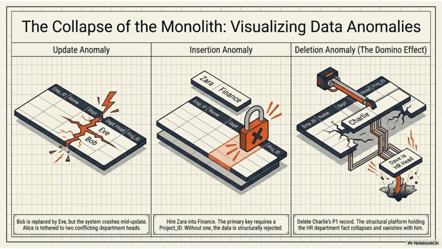Monolithic structures are vulnerable to data anomalies. We face update, insertion, and deletion anomalies when data dependencies aren't properly managed.